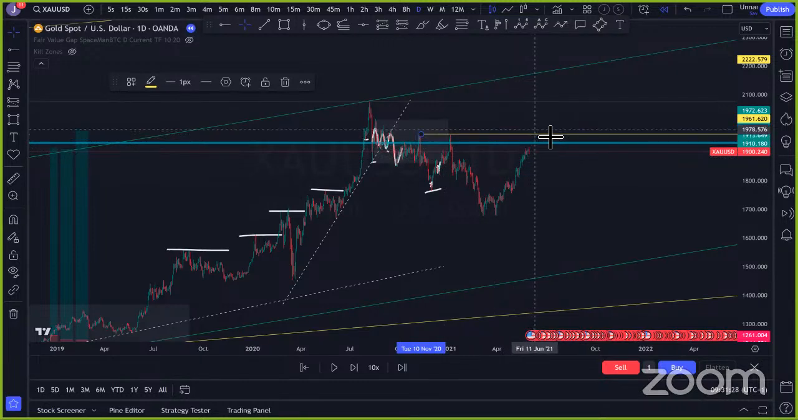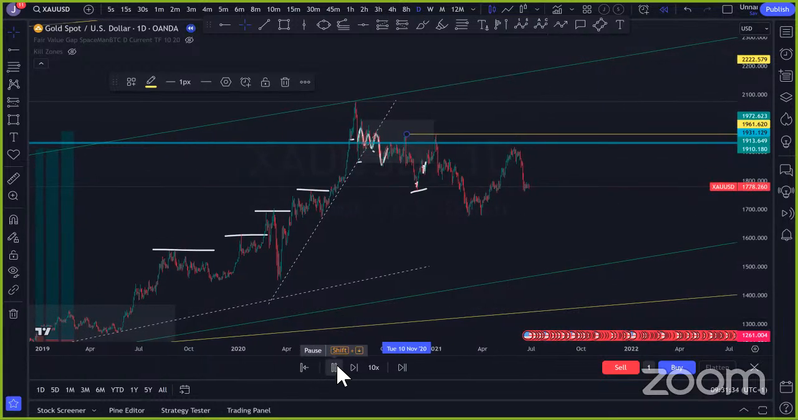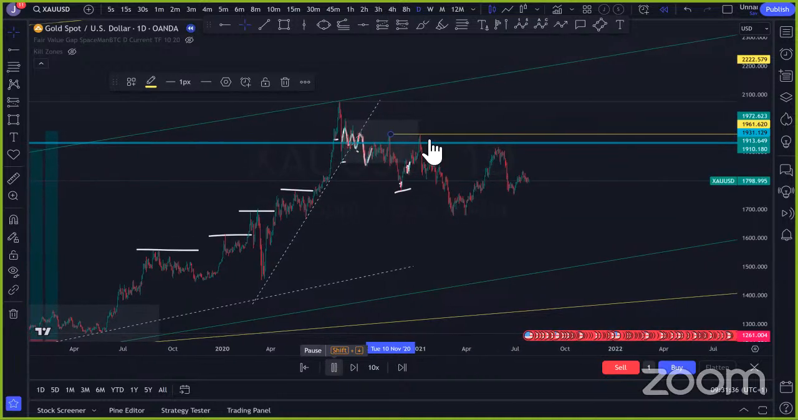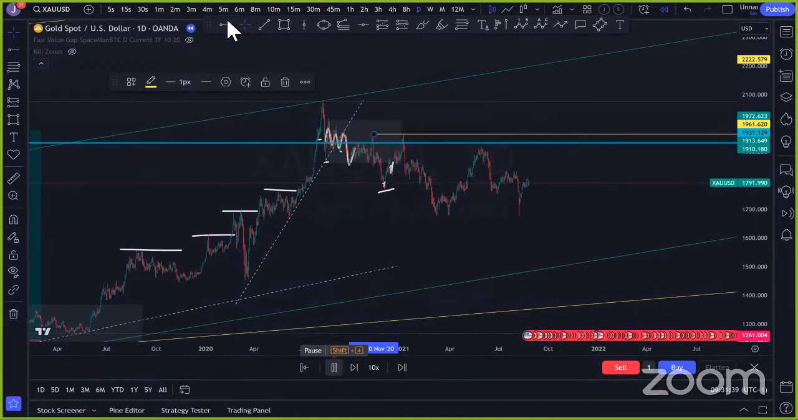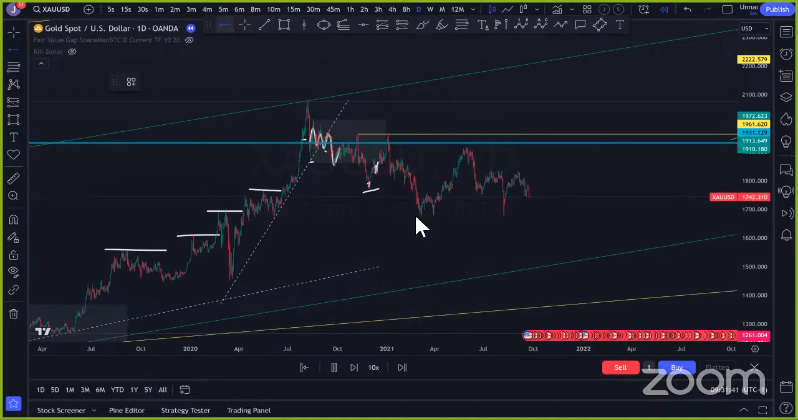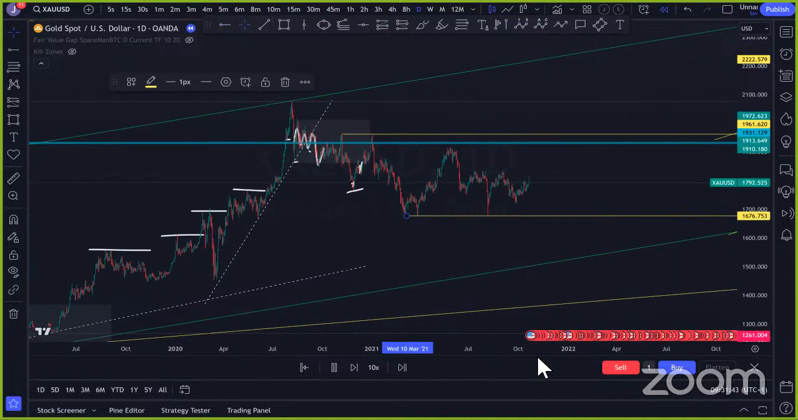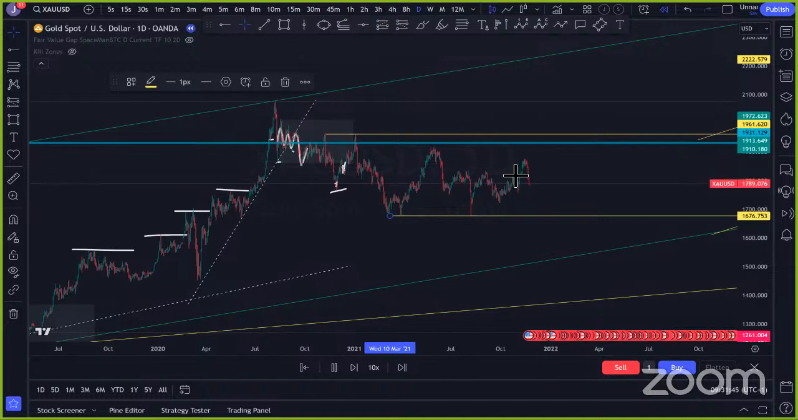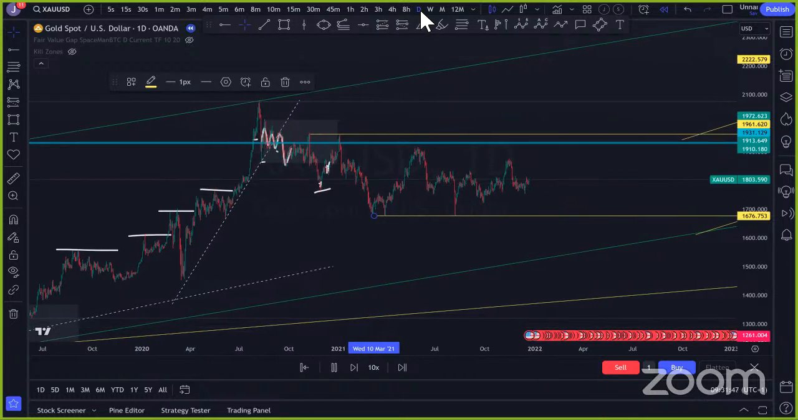Let's see what happens. See what happens. There's some equal lows over here now, building up some liquidity down here also. Yeah. See what happens. Remember, this is a much, much bigger time frame. These are daily time frames.